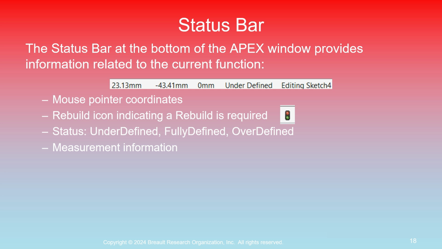The status bar at the bottom tells you your current X, Y, and Z position in the window, as well as if your design is under, over, or fully defined. It also tells you what you are currently editing, as well as if your project needs a rebuild.